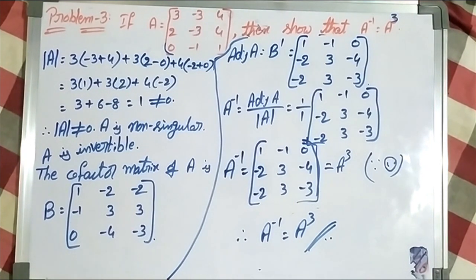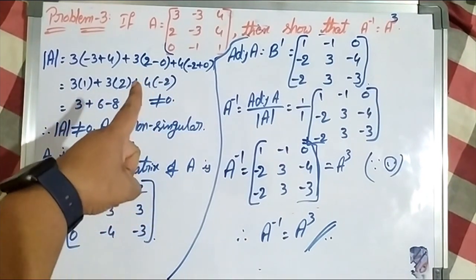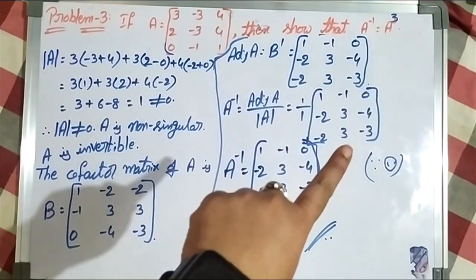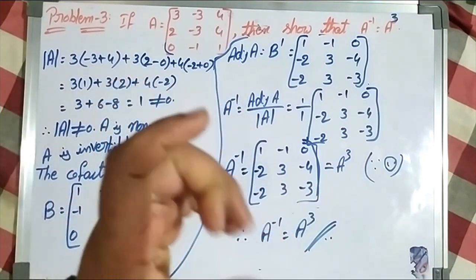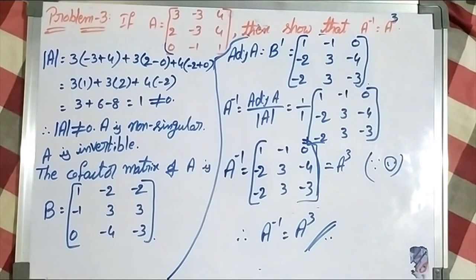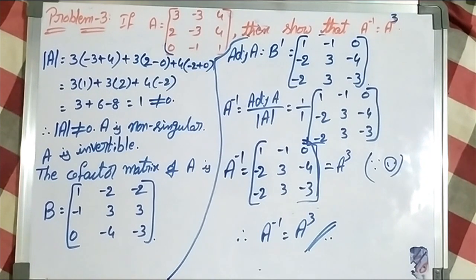In this, given matrix A, by using matrix A we can calculate A cube. For A cube, first we calculate A square, and then A square into A is A cube. A cube is 1, minus 1, 0, minus 2, 3, minus 4, minus 2, 3, minus 3. Let it be equation number 1. Then next we can calculate the A inverse value.